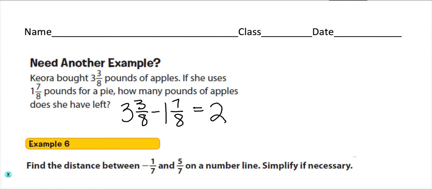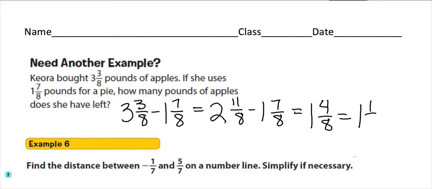I take the bottom, which is 8, and I add it to the top, which is the top 3. So that's going to make it 11/8. Then I have minus 1 7/8. 2 minus 1 would be 1. 11 minus 7 makes it 4/8. And we know that 1 4/8 is actually 1 1/2. And in this case, we are in pounds.